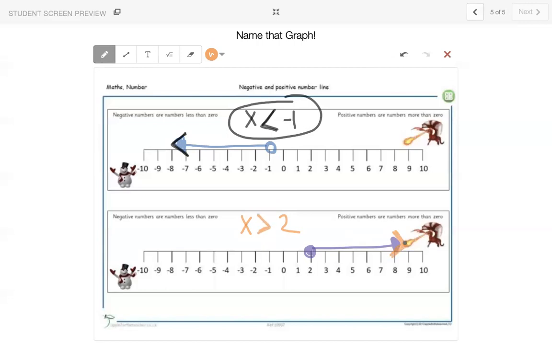Now, again, the question is, do I underline it or not? In this case, since I filled it in, that means it is equal to, so I need to underline it this time. And that will be your final answer. X is greater than or equal to 2.